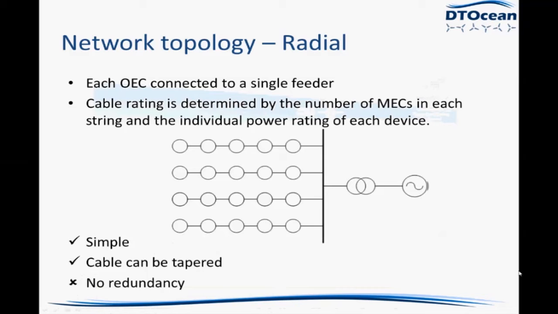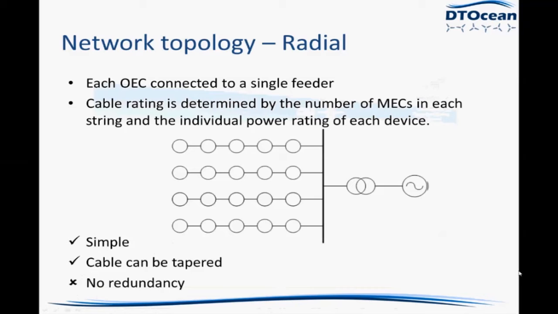In this topology, we have the grid. We have a transformer, which may or may not be there depending on the distance to shore, and then we have our generators connected in a series string. This is obviously a very simplified diagram omitting any protections, circuit breakers, etc. But it gives an idea or visualization of the options. The cable rating of each string is determined simply by the number of the marine energy converters in each string and the individual power rating of each device. Sum them up, you get the rating.